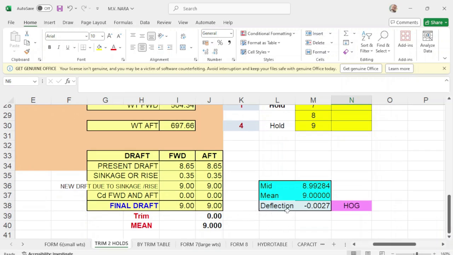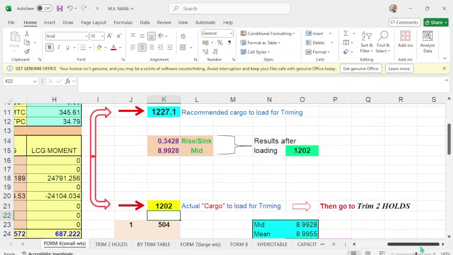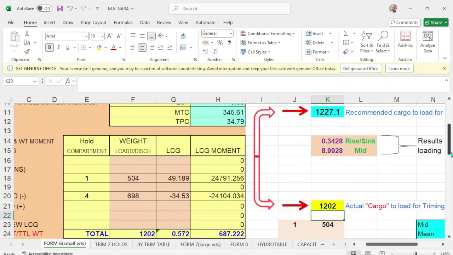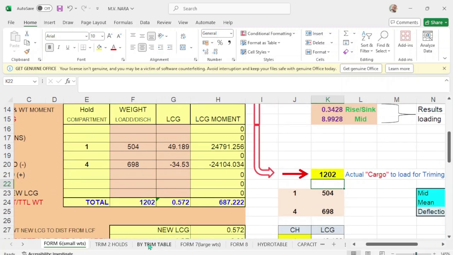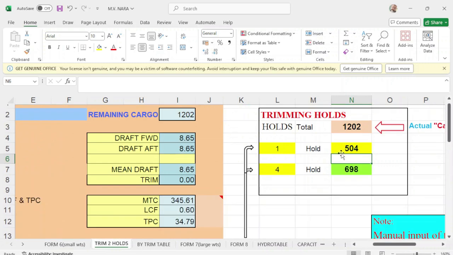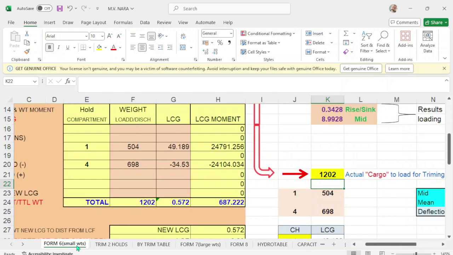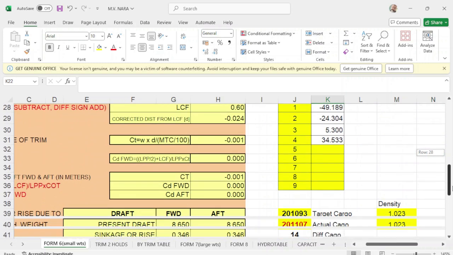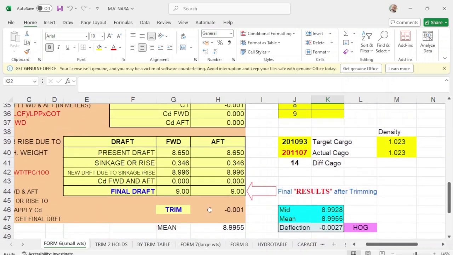Okay, and you have a deflection here of 0. Take note of your hold number 1 504 and 698 hold number 4. So number 1 is 504, which is this one, and your hold number 4 is 698. This is your LCG, and your departure drop would be 9 meters. You have 0 trim, and your mean drop is almost 9 meters here. So you have a 0 deflection.